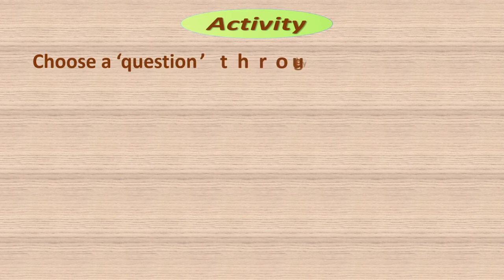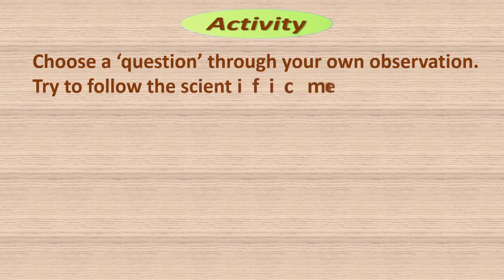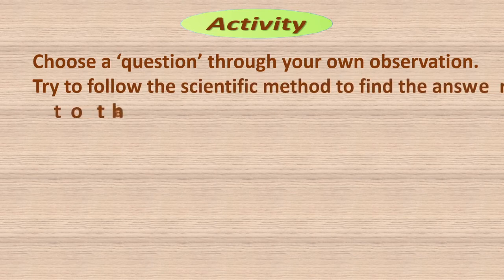Now, dear children, here is one activity for you. First, choose a question through your own observation. Try to follow the scientific method to find the answer to that question. You can choose any question that comes in your mind, that you observe in your day-to-day life. Why the water flows downwards? Why it not flows upwards? Yes? Why the birds migrate from one place to another?